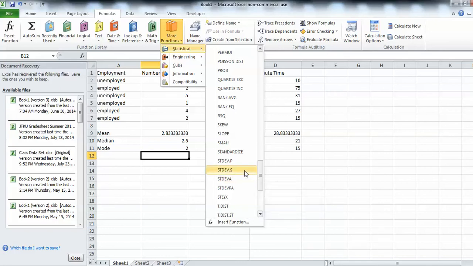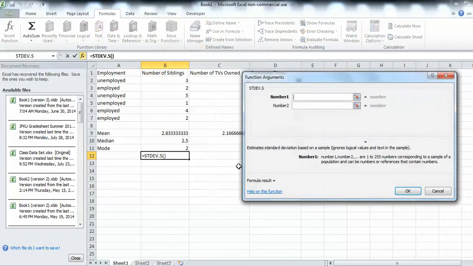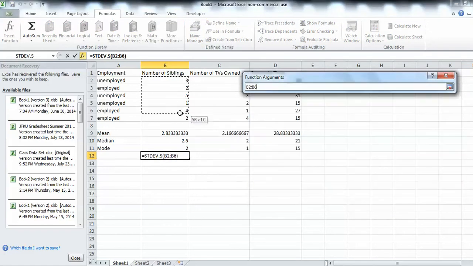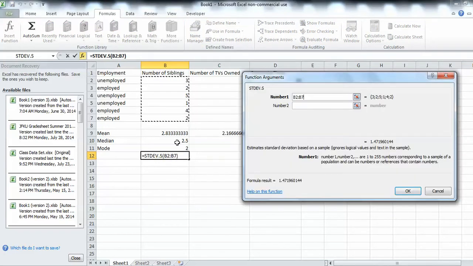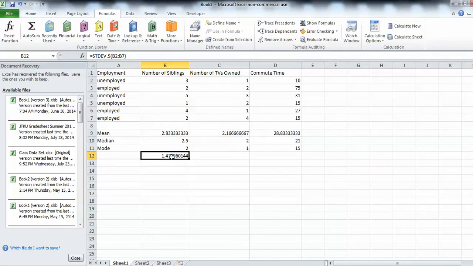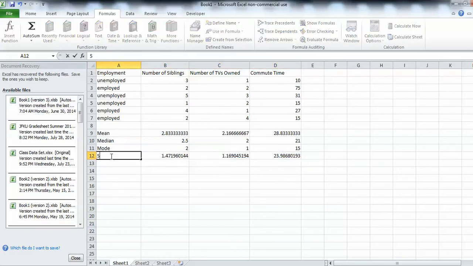So I'll go to STDEVS. I'll highlight the data. When you do this, make sure that you don't highlight the answers that you already have here, because if you do that, it'll include it in the calculations, and it'll give you the wrong answer. So here's the standard deviation. I can drag it across, and I'll just give a label here. I'll say standard deviation.